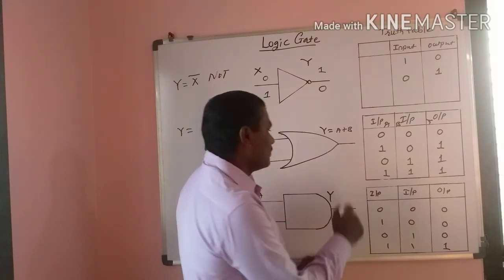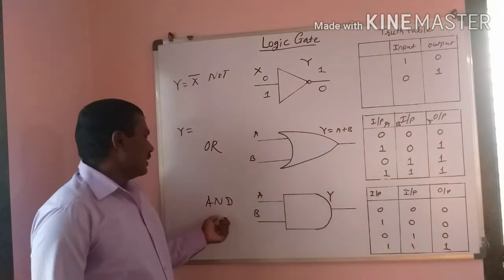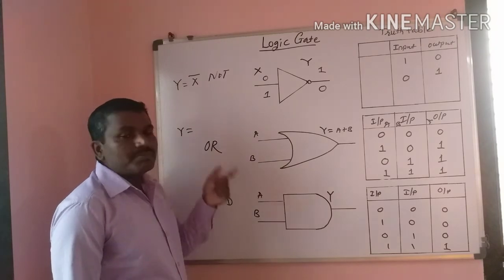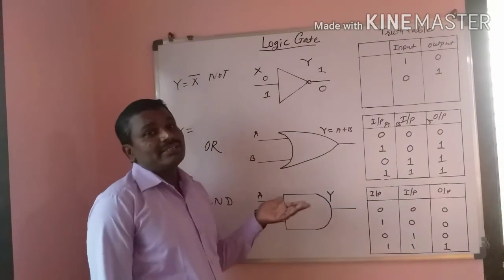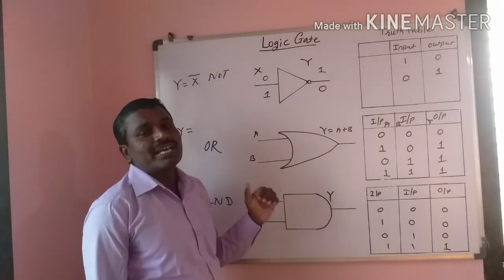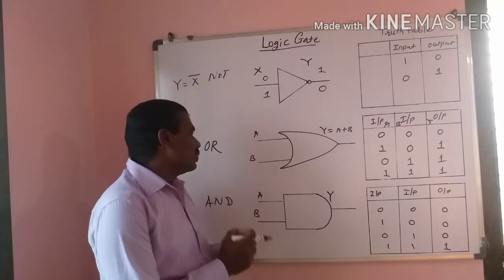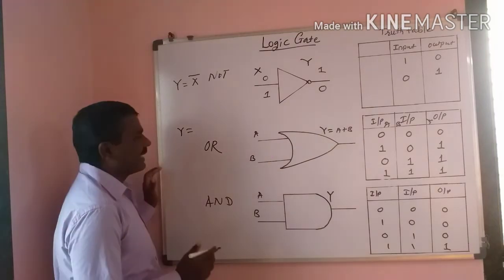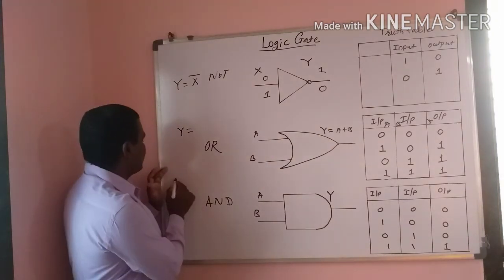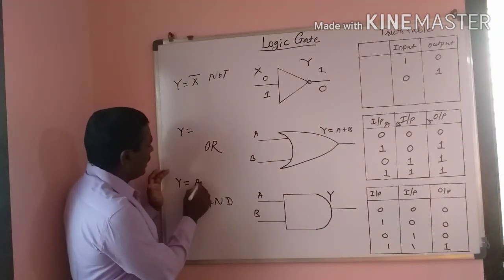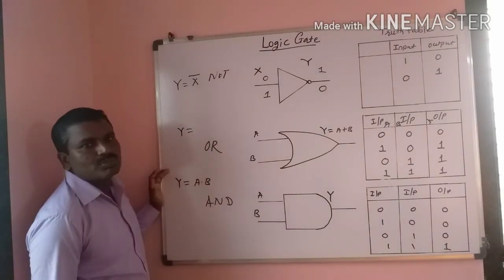From this, we can say that in the AND gate, when both inputs are high, then the output is high, otherwise the output is low. The Boolean expression for the AND gate is Y is equal to A dot B. This is the Boolean expression.